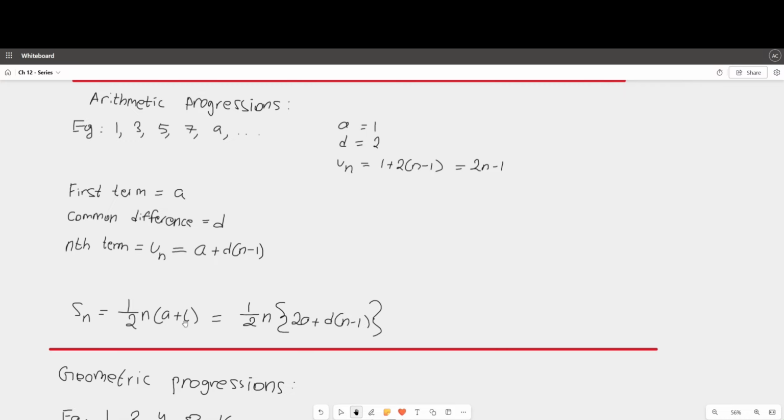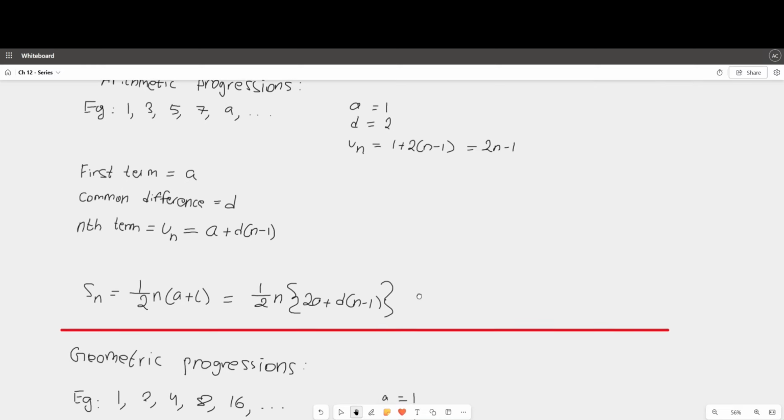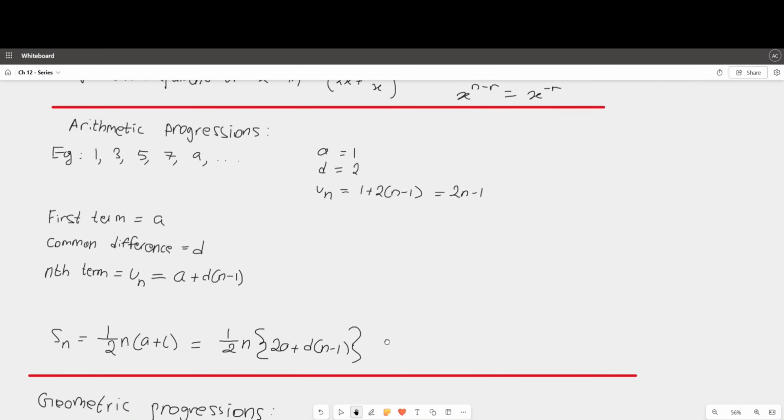So if we were to substitute the definition of l as u n, this formula in here, you'll just find a plus a is 2a, and then this one is just copied in here, and outside the bracket remains the same. So that's essentially how it is.